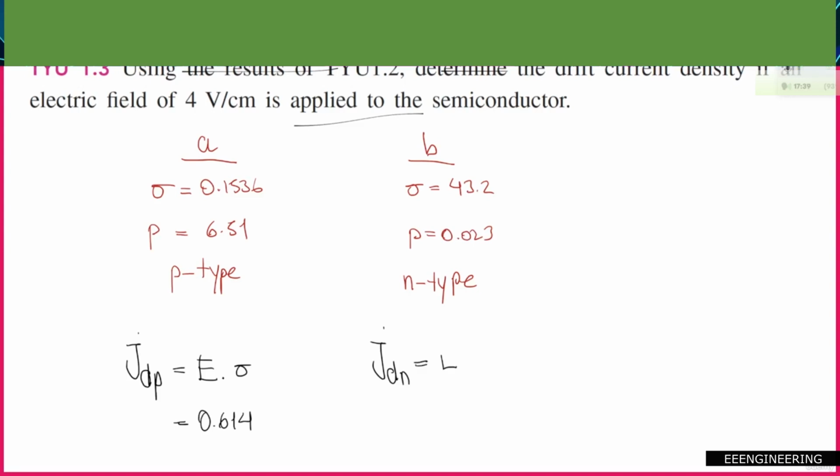And for this B option, we're going to have J_DN, meaning that we are calculating the drift current for electrons. That's going to be equal to electric field times conductivity. Electric field is again 4 volts per centimeter, that is given in the question. And conductivity for this particular material is 43.2. So when we multiply these 2 values, we end up with 172.8. And of course, the unit is also important, amperes per centimeter squared. So this is the answer.